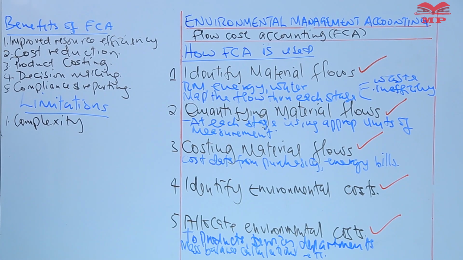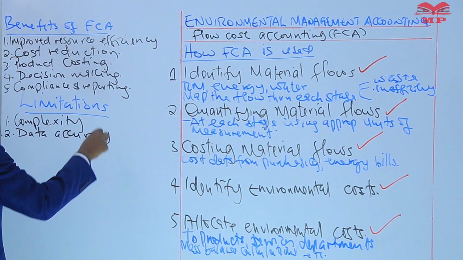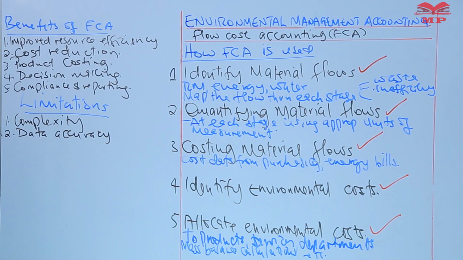All right? Complexity. Number 2, data accuracy. Now, this technique requires accurate data on material flows and environmental costs. So that can pose a challenge. Getting data that is accurate can be a challenge when using this method.